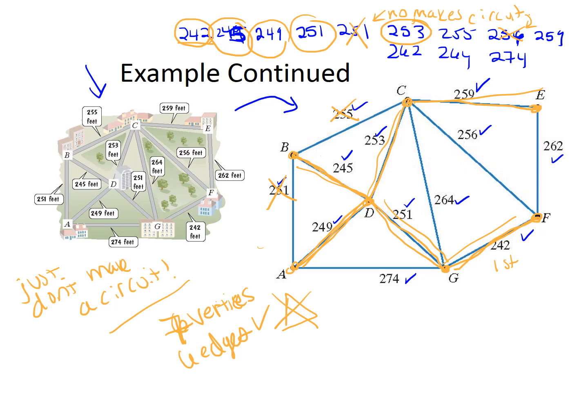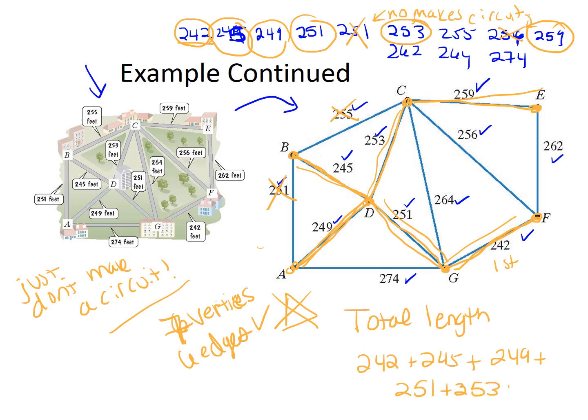And so if you look back at the question, it says determine the shortest series of sidewalks. What is the total length? So the total length, got to add all these up. 242, 245. I'm just looking at the top at the ones I circled. But I didn't circle that last one. 249, 251, 253, 259. Let's add up those.